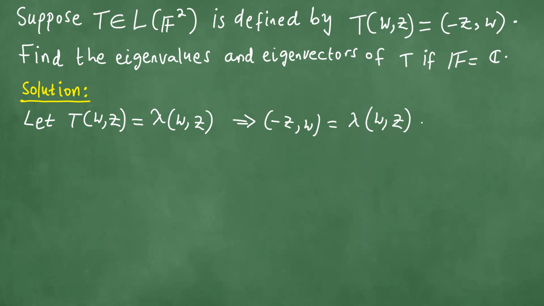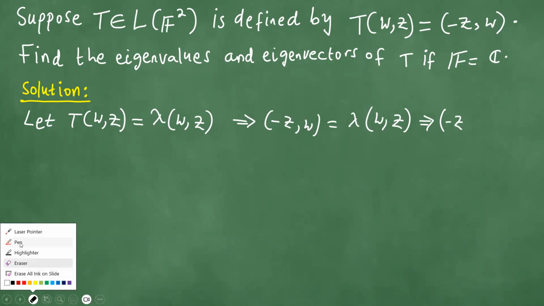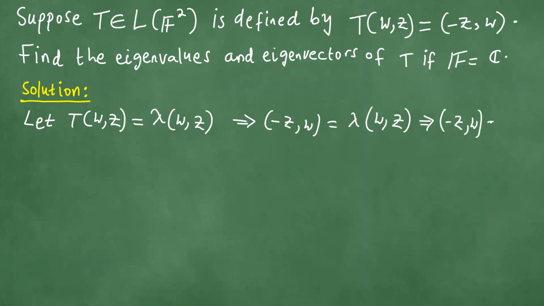So what is this? This tells us that (−Z, W) is equal to (λW, λZ). From that we are able to see that −Z equals λW and W equals λZ.